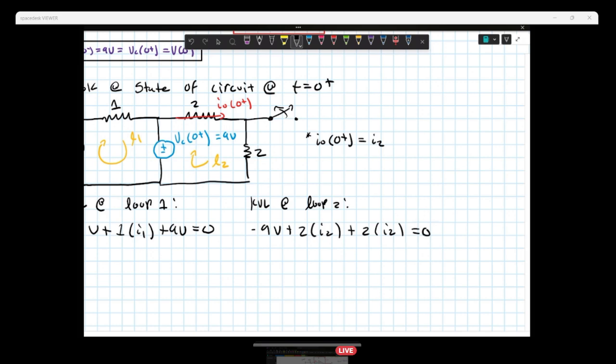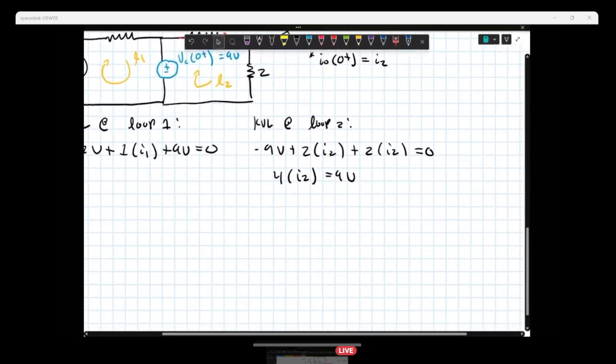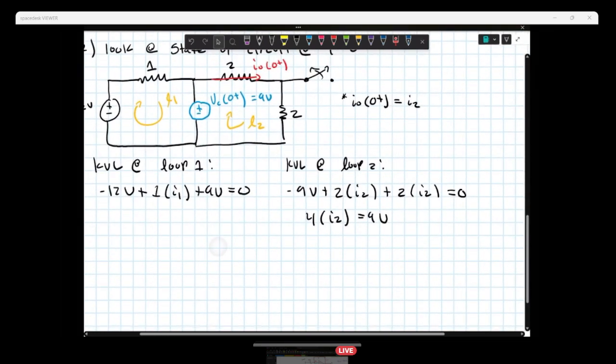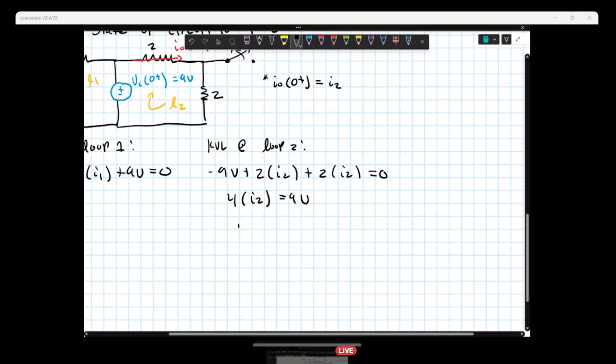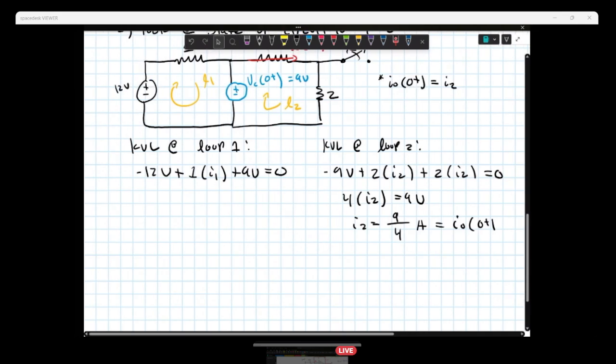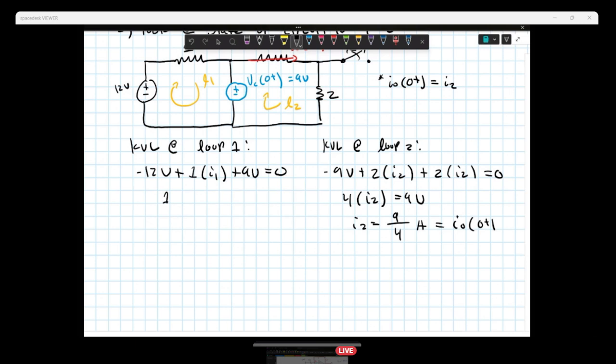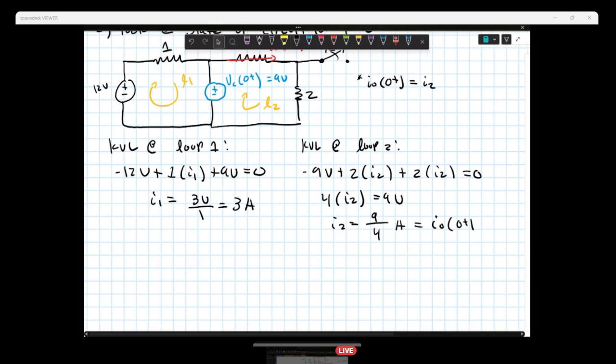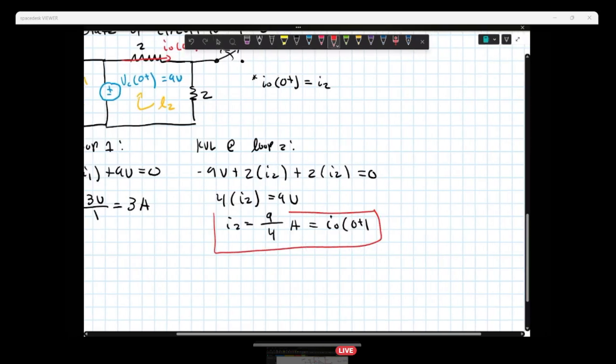Plus 2 times I2 equals 0. So you get minus 9 volts. Just do this: 4 I2 is equal to 9 volts. So I2 is equal to 9 over 4 amps, which is equal to I0 plus. I guess over here, if you want to solve for I1, this would be 9, 10, 11, minus 3. So I1 will equal 3 volts over 1, which is 3 A. So this is what we wanted. So I got that.